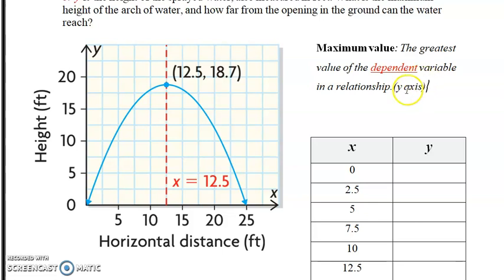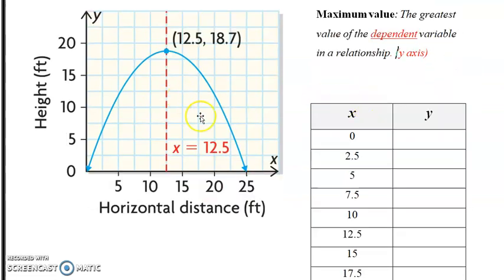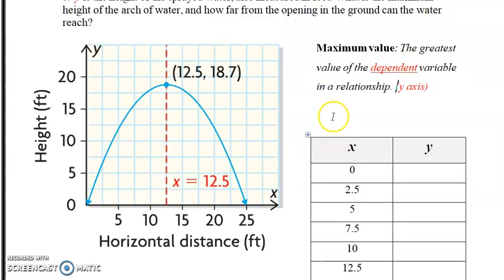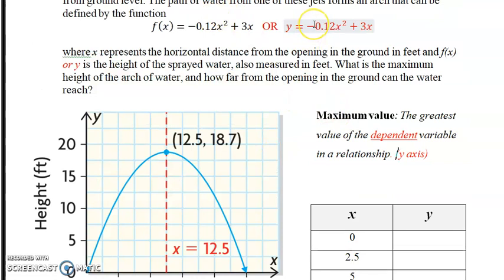Right? So remember that that's y. Okay? Independent is x, and that's the horizontal distance here. So what I'm going to do is show you how to calculate this to get those x and y values from the original function.